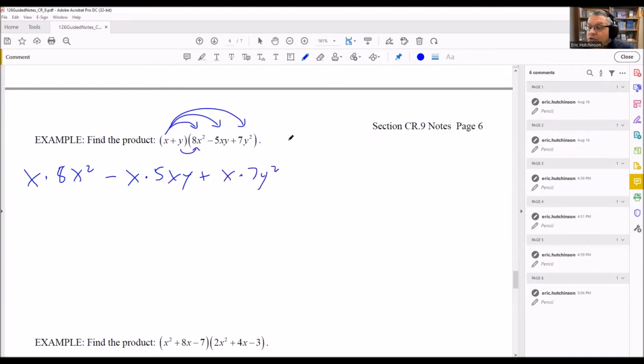Now I'm going to do the inner terms. So that's going to be the y times 8x squared. And then I have a minus y times, actually, let me do it this way. Before, when I did the minus, I put the minus out front just to show you what we did when we did the x times the negative 5xy. I'll do the same thing here. I'm just going to put a minus, and I just have the y times 5xy like that. And then I'm going to do the y times 7y squared.